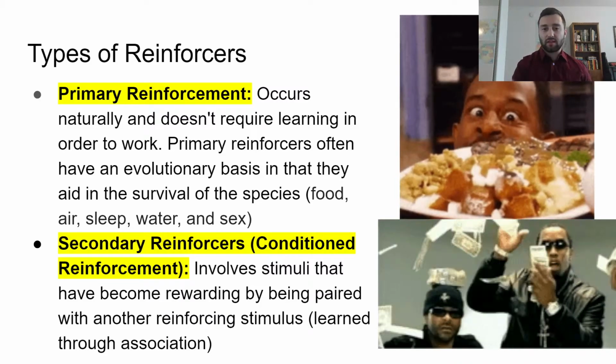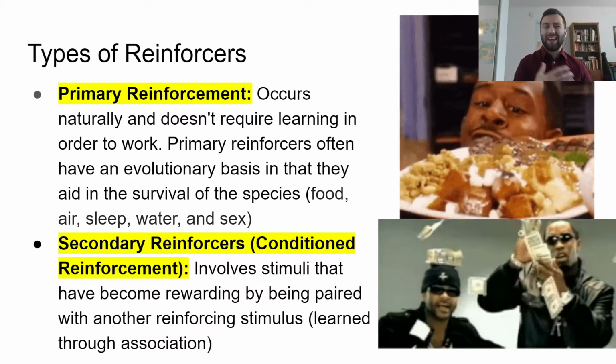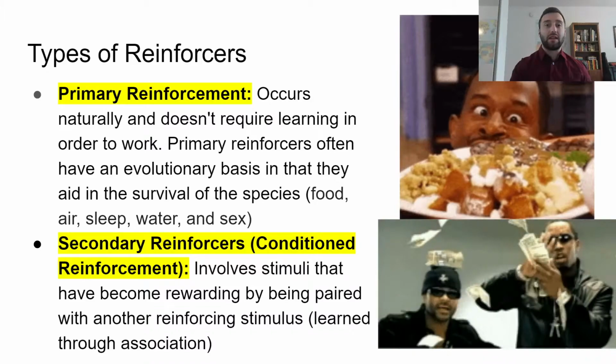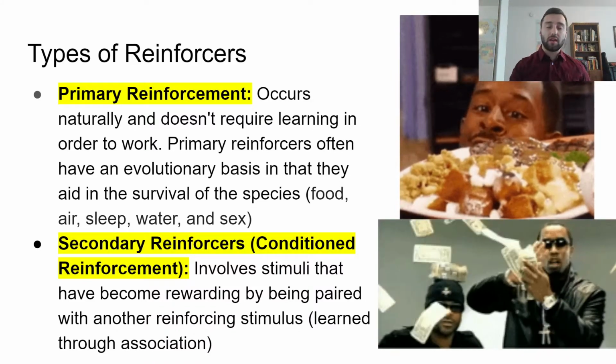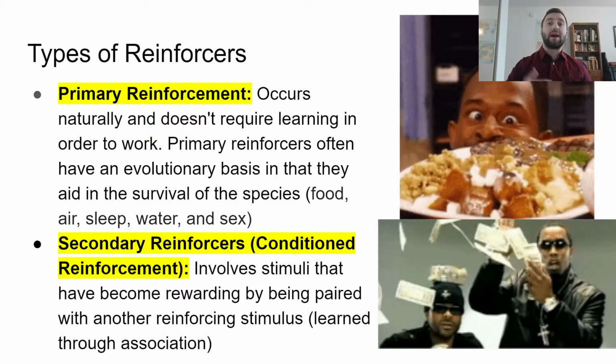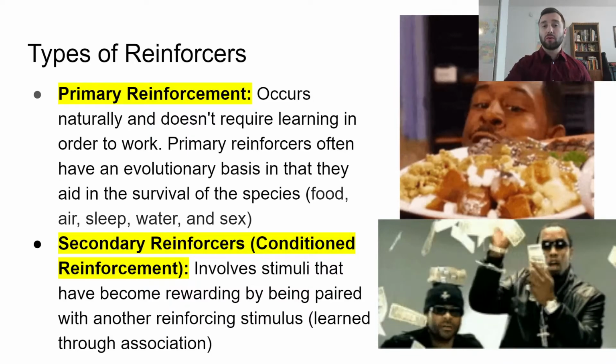The biggest example that I think of for a secondary reinforcer is money. Money itself, like a dollar bill, has no real value, right? You can't eat it. It doesn't help you. It doesn't keep you warm. Money doesn't do anything. The only reason money is rewarding for us and that we like it is because I can use money to buy something else. And the reality is whatever I'm buying is the real reward.